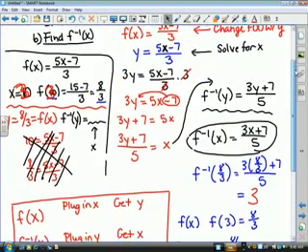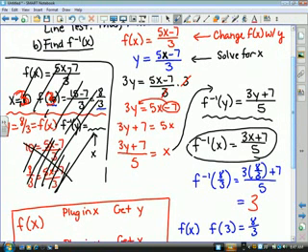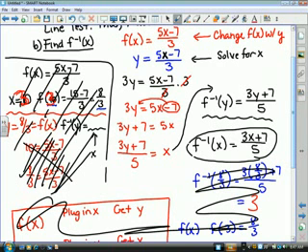Now, keep in mind, all this other stuff I did here, this is just to show you what it's doing. As far as the problem is concerned, I would have been done right here. Okay?